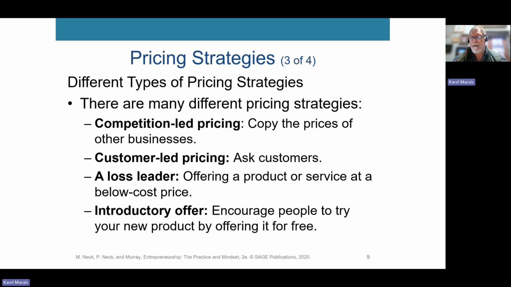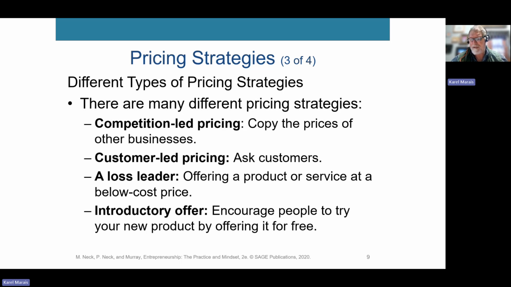Customer-led pricing. You go to your customers and say, buddy, how much are you going to pay me for this product? Sorry, and if you use competition-led pricing, you must find a different way to differentiate your product other than pricing. So packaging, special things, or volume-based discounts. With customer-led pricing, you ask your customers how much they're willing to pay, and you offer it at that price.